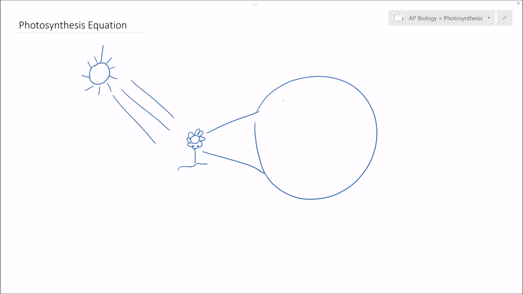Photosynthesis is when a plant uses the energy from the sun. So here's the sun right here, and here's like a flower, right? The ground uses the energy that's coming from the sun and converts this into, so we have sun energy here, or thermal, and it's going to convert it to chemical energy.